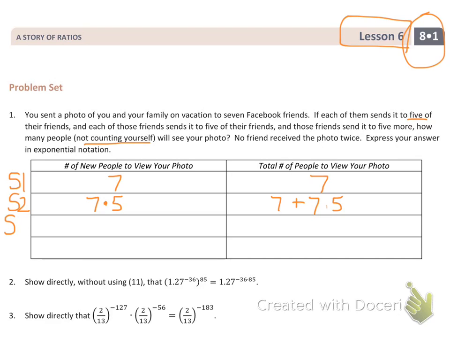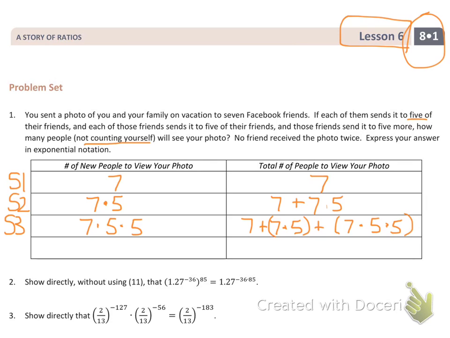Step 3. Each of the 7 times 5 people in step 2 are going to send that out to 5 friends. So then we're going to have 7 times 5 times 5 new people viewing the photo. And then we're going to have to add that to our total. So now we're going to have 7 plus 7 times 5 plus, I'll put parentheses here even though I don't have to, plus the new people, which is going to be 7 times 5 times 5.